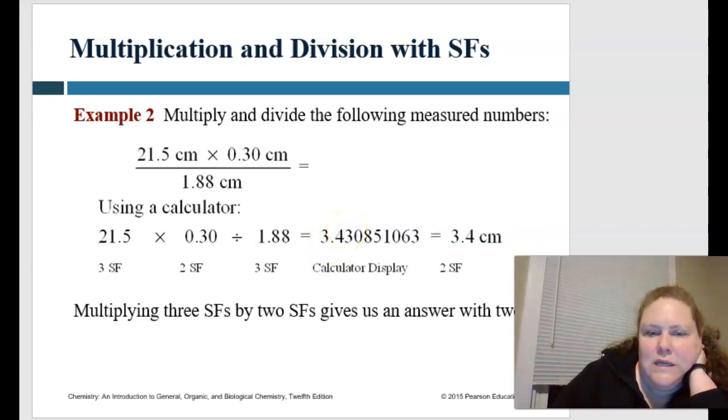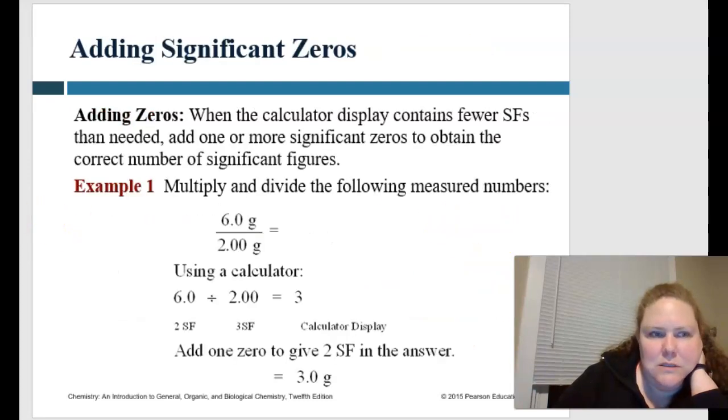Okay, so again, multiplying 3 significant figures by 2 significant figures, 2 is the smallest number of sig figs, so that's why we can only report our answer in 2 sig figs. Okay.